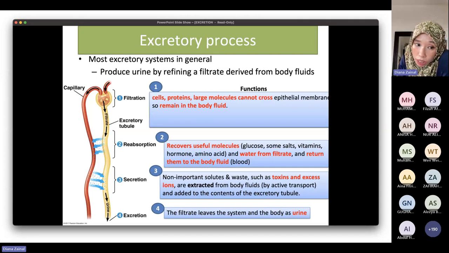Meaning, in the blood there is already a high content of glucose, and in the filtrate it's lower, but you still want more. You still want to add the glucose into the blood, so it's going to involve active transport. For this one also, depending on the molecule, we're going to see what transportation is involved.